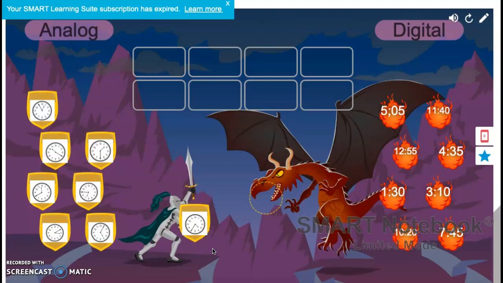All right, so I can see kind of, and you should be able to see kind of, that the hour hand is between the 4 and the 5. So I know it's 4 something. Now if I look over here, the only one that said 4 is 4:35. If I look back, it is on the 7. 7 times 5 is 35. So I'm going to bring that over. Is it a match? Yes, it is.